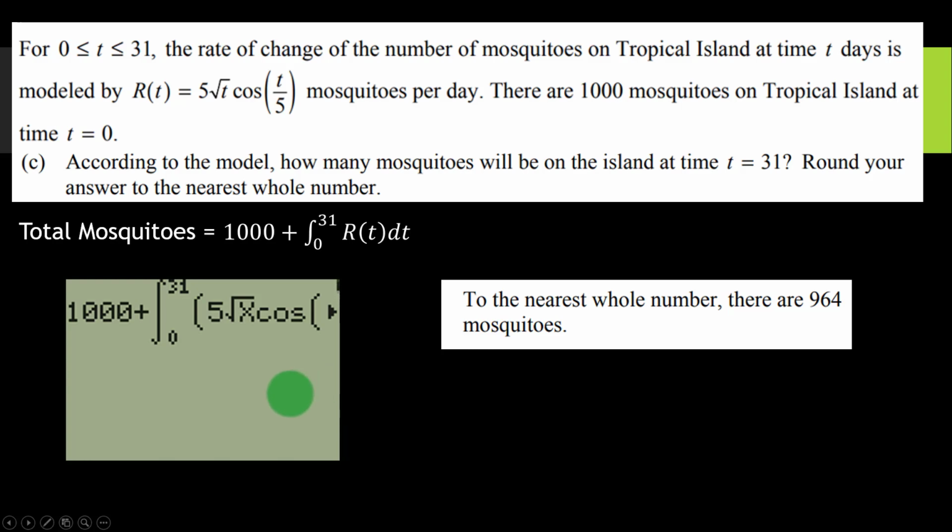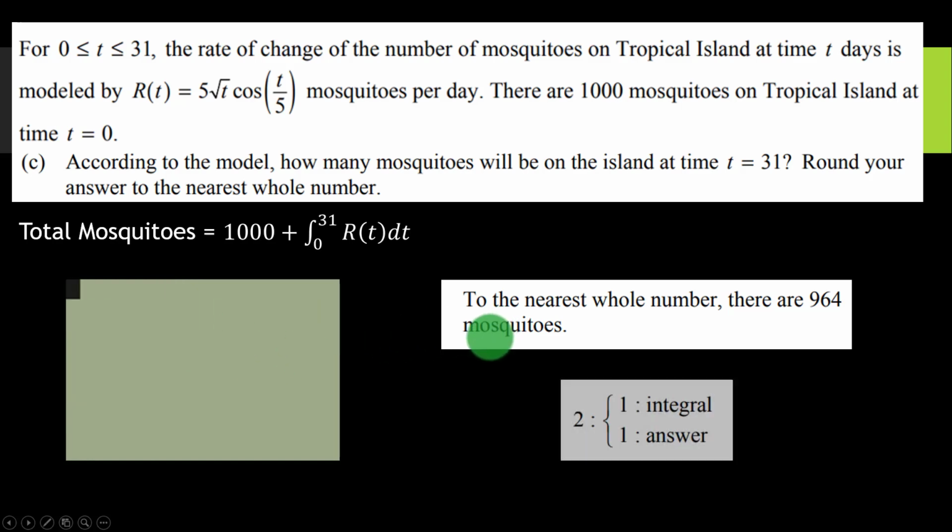We will get 964 point something. Come on, calculator, let's go. 964.335. Okay, so we're rounding down. And we get 2 points. 1 for the integral, 1 for the answer.